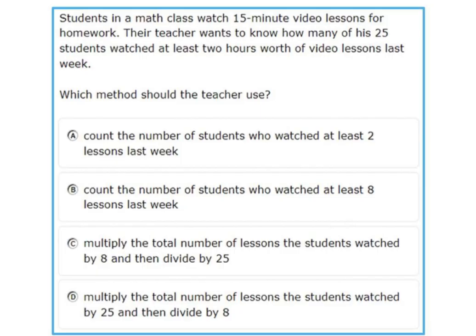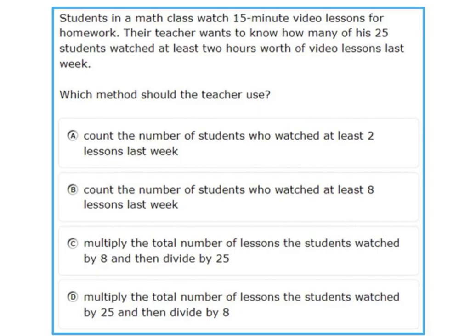All right, let's put it to a vote. How many people say A, he should count the number of students who watched at least 2 lessons last week? How many people say B, he should count the number of students who watched at least 8 lessons last week? How many people say C, multiply the total number of lessons the students watched by 8, then divide by 25? How many people said D, multiply the total number of lessons the students watched by 25 and then divide by 8? Okay, we had about 7 people raise their hands on that. So we're going to try this again. Every single person needs to vote here. So I'm giving you 15 seconds. Lock in your head what your final answer is.